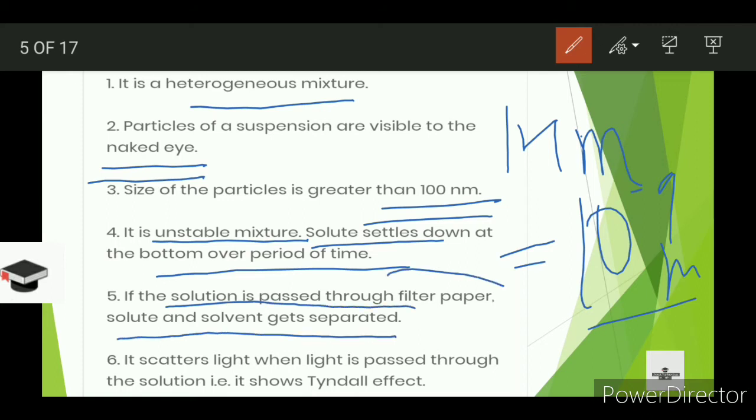When we pass this solution through filter paper, the solute and solvent get separated. Like if we pass chalk powder solution through a filter paper, the chalk powder will stay on the filter paper and the water will pass through it. So it is a heterogeneous mixture, a suspension. It scatters light when light is passed through the solution, that is, it shows Tyndall effect. I have told you about Tyndall effect. If you haven't seen part 1, go and see part 1 as well.